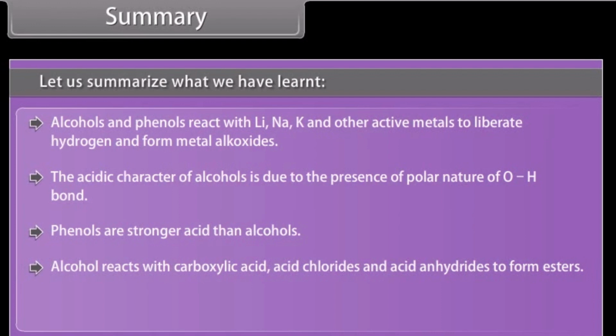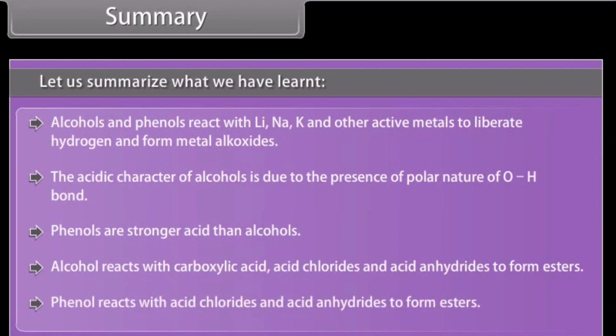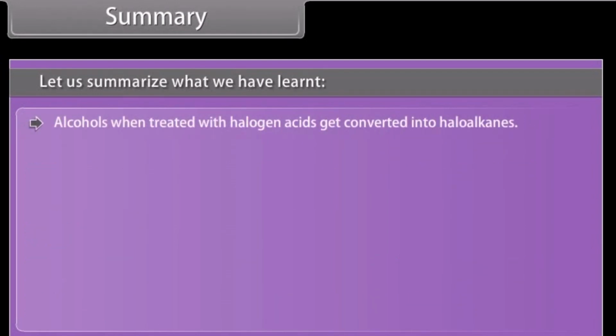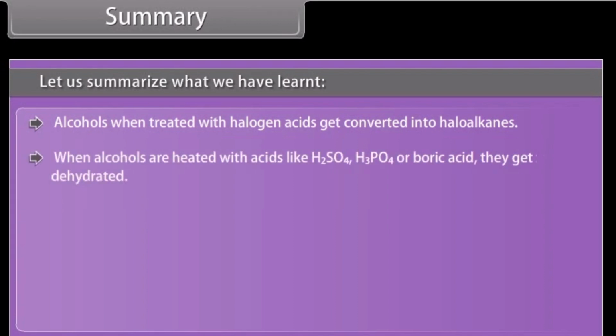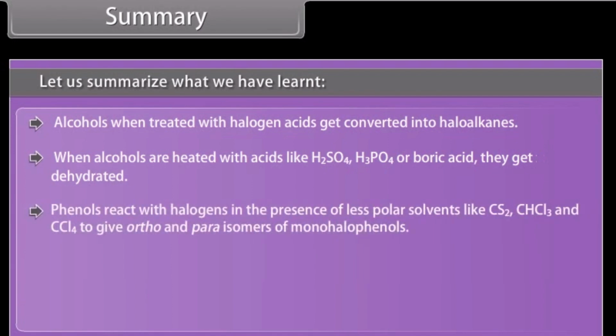Alcohol reacts with carboxylic acids, acid chlorides, and acid anhydrides to form esters. Phenol reacts with acid chlorides and acid anhydrides to form esters. Alcohols, when treated with halogen acids, get converted into haloalkanes. When alcohols are heated with acids like sulfuric acid, phosphoric acid, or boric acid, they get dehydrated. Phenols react with halogens in the presence of less polar solvents like carbon disulfide, chloroform, and carbon tetrachloride to give ortho and para isomers of monohalophenols.